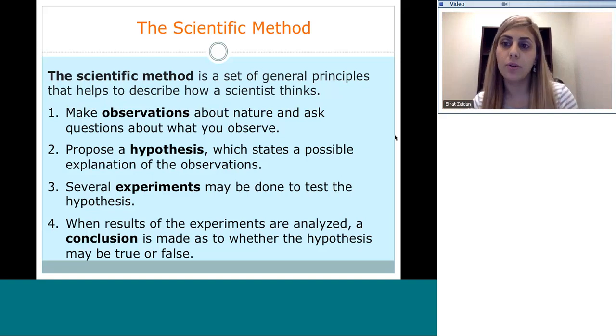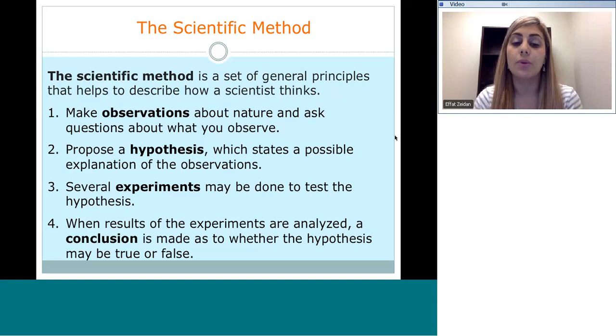And then we carry out more experiments to see if we are getting the same result, and if we change one thing, what are we getting? If we change another, what are we getting? Let's say we put it with a soda, or with tomato juice, what would happen then? So we do all of these experiments to prove or deny our hypothesis. And when the experiments are analyzed, a conclusion is made.